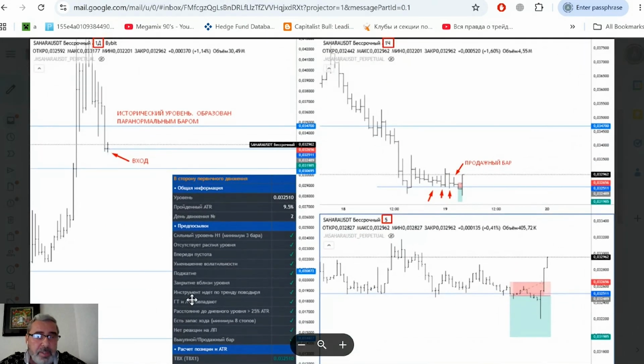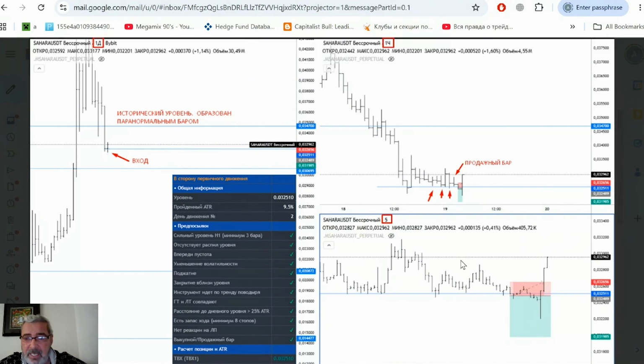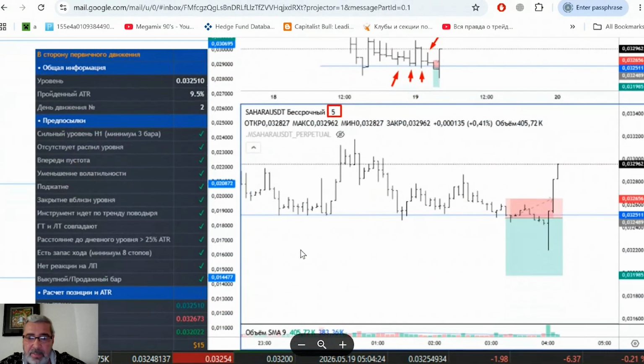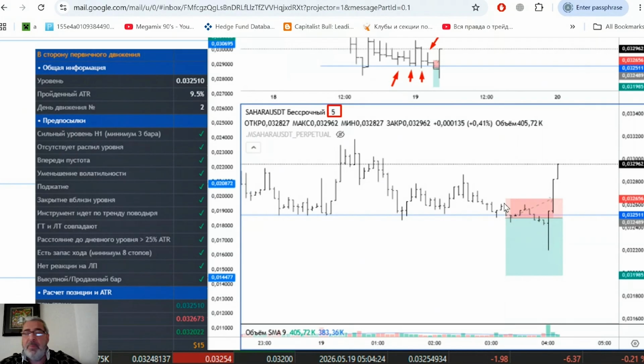Moving on. Daily chart. Okay, emptiness below. The historical level was formed by an ultra-wide range paranormal bar. All right, this is the hourly chart. If you look closely here, it's the exact same setup we saw earlier. See? Look, the asset breaks out once, nothing happens.